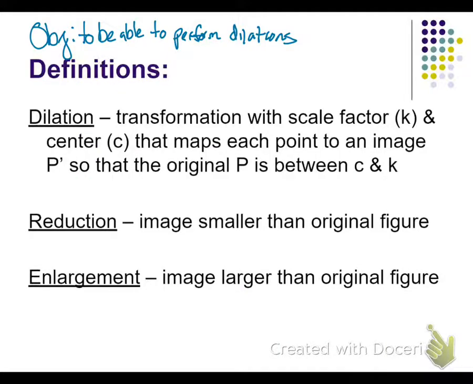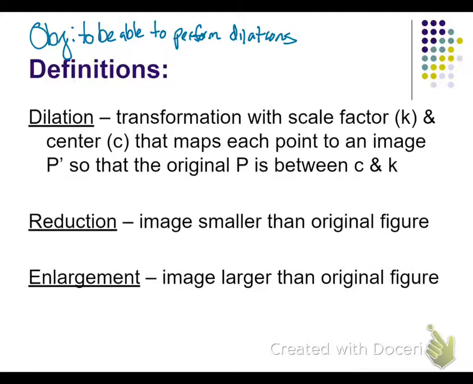Your objective today is to be able to perform dilations, and our first definition was a dilation. This is another transformation with a scale factor k and center c that maps each point of the original image. Let's try this again. Maps each point to an image so that the original P is between C and K. And then we have a reduction. Your original image is smaller. Let's try it again. Reduction, the image is smaller than the original figure, and you have an enlargement. The image is larger than the original figure. So they go hand in hand with what we know.